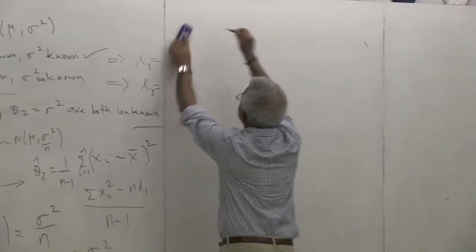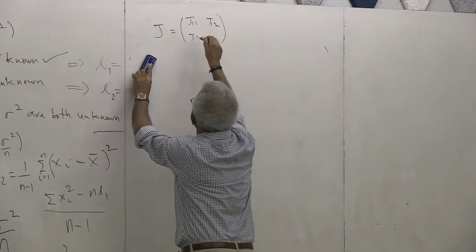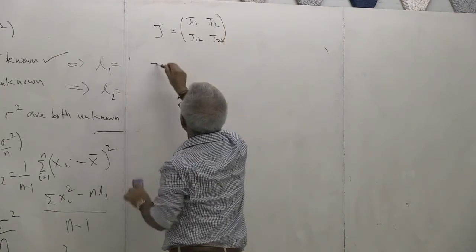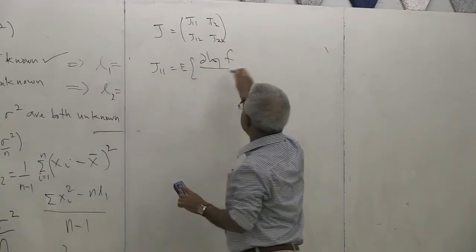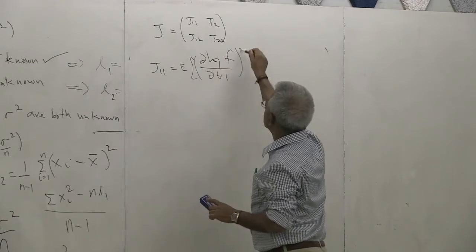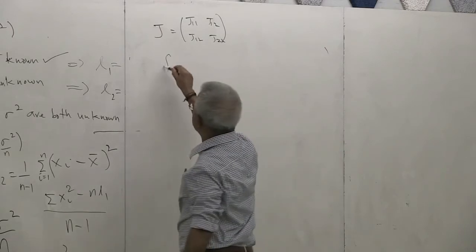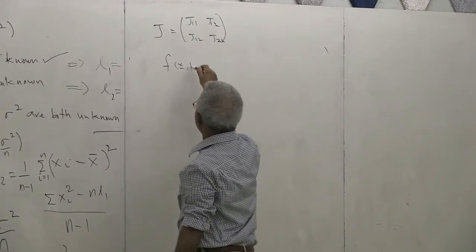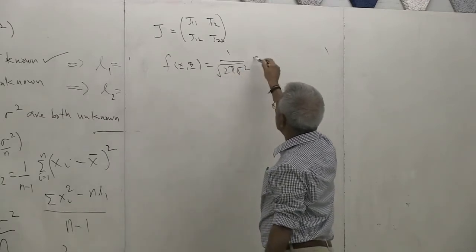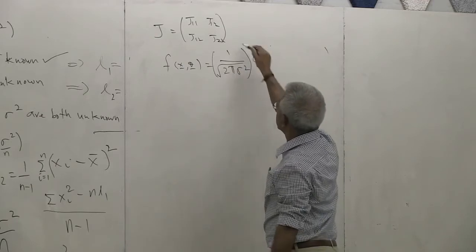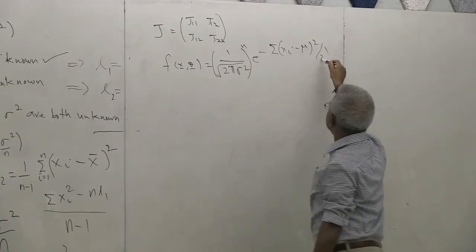Now let's compute it. Since there is J, you have J11, J12, J12, J22. So J11 is the expected value of d log f d theta 1 squared. Let me put f of x comma theta as 1 over square root of 2 pi sigma squared, to the power n, e raised to minus sigma xi minus mu the whole squared over 2 sigma squared.